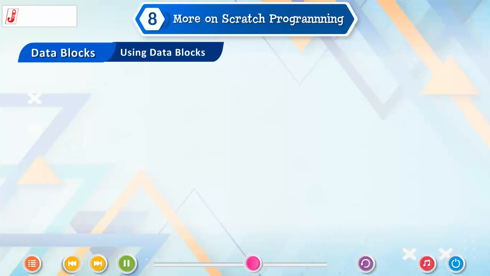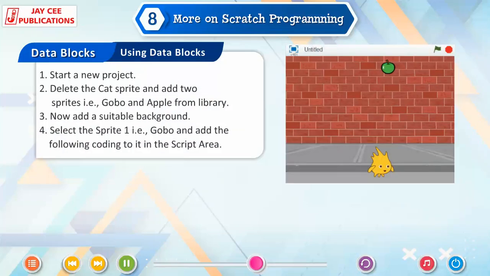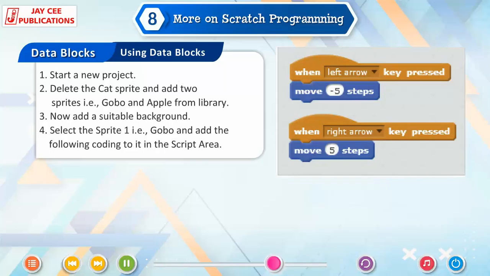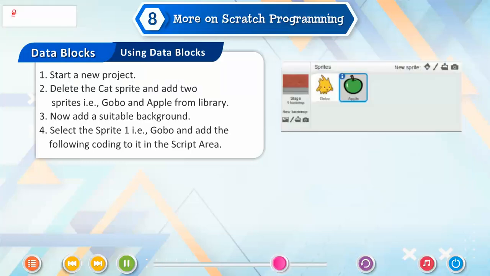Using data blocks. Start a new project. Delete the cat sprite and add two sprites, for example, Bobo and Apple, from the library. Now add a suitable background. Select sprite 1, for example, Bobo, and add the following coding to it in the script area.